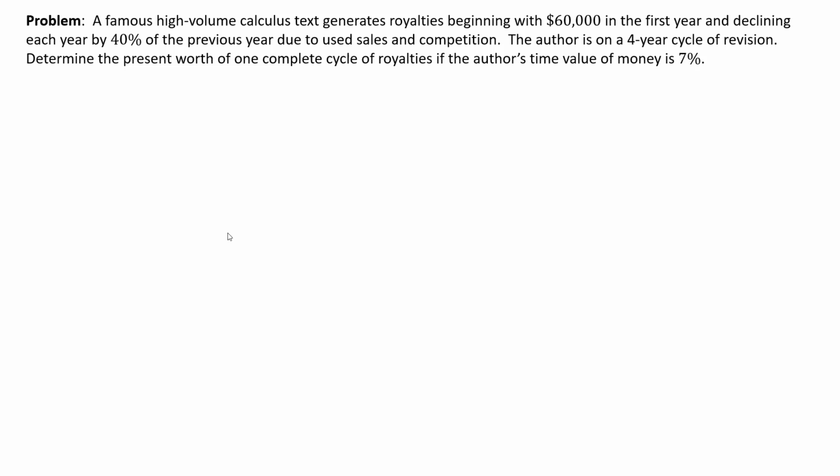So the author writes a textbook and gets $60,000. The next year, he won't get $60,000. We need to reduce that by 40%. How do you do that? How much would he get if you reduce by 40%?